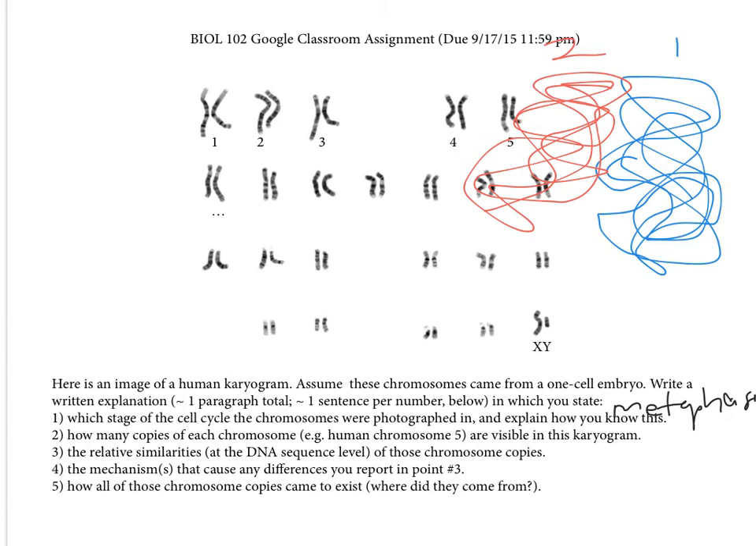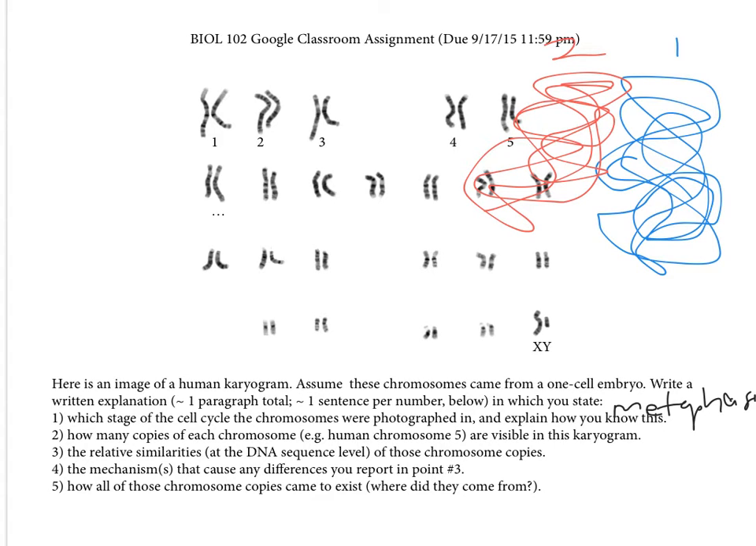Now, where things fell apart a little bit was question 2, which is always a huge issue for genetics. How many copies of chromosome 5 are visible in this karyogram? So what sort of answers do you think I got?